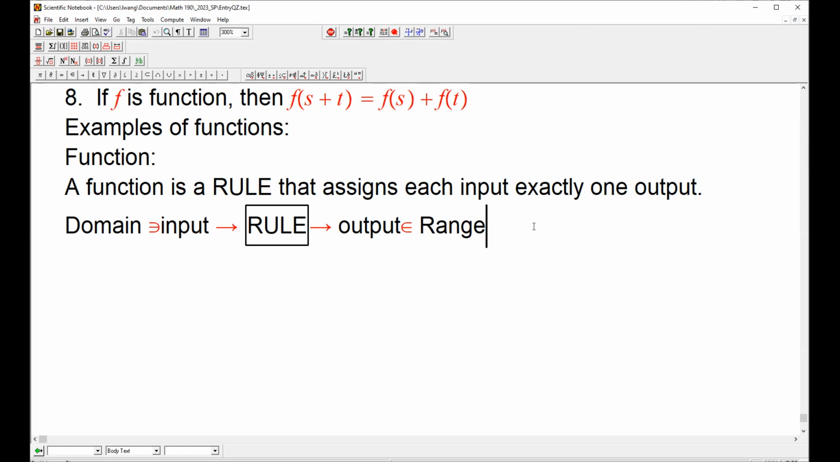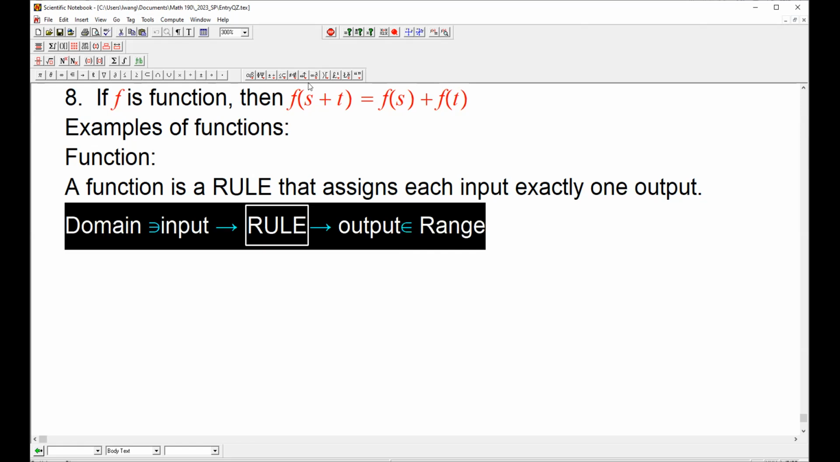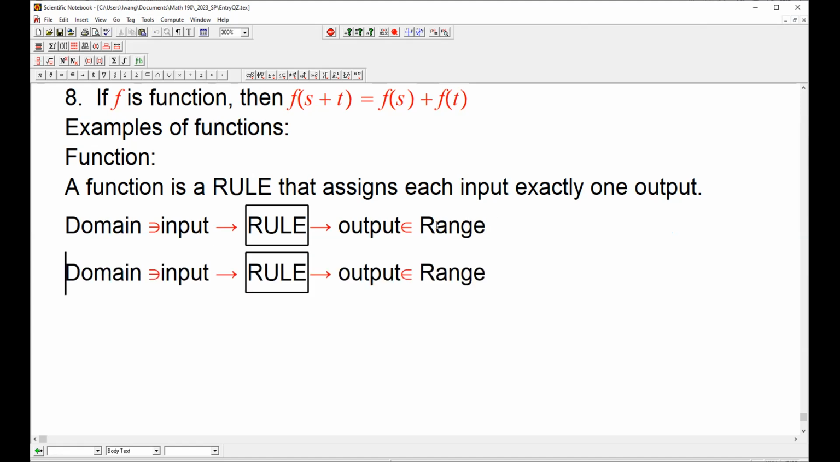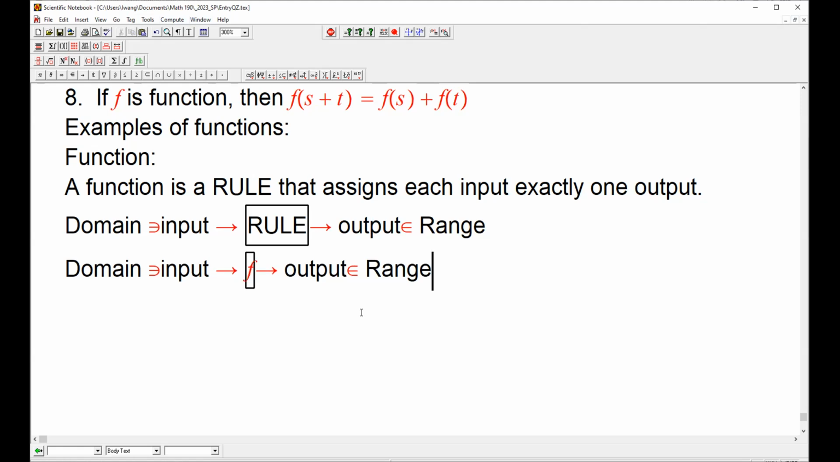Okay, and that's what the rule is. Every function has a domain. Every function has a range. So now the rule is a function. We're going to give it a name. Okay, so that's the situation.